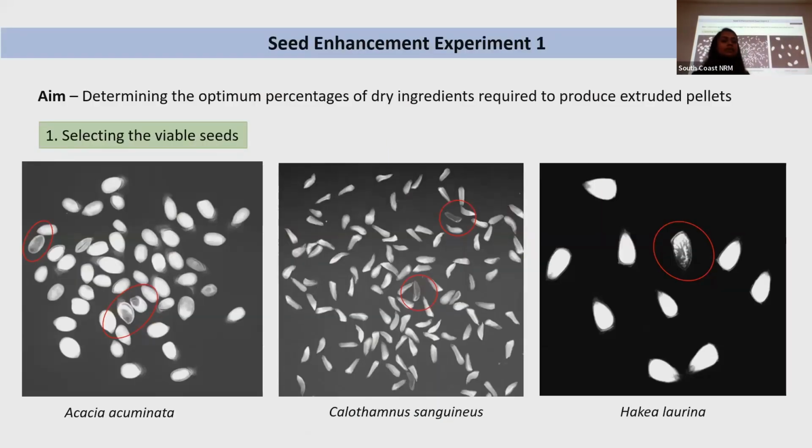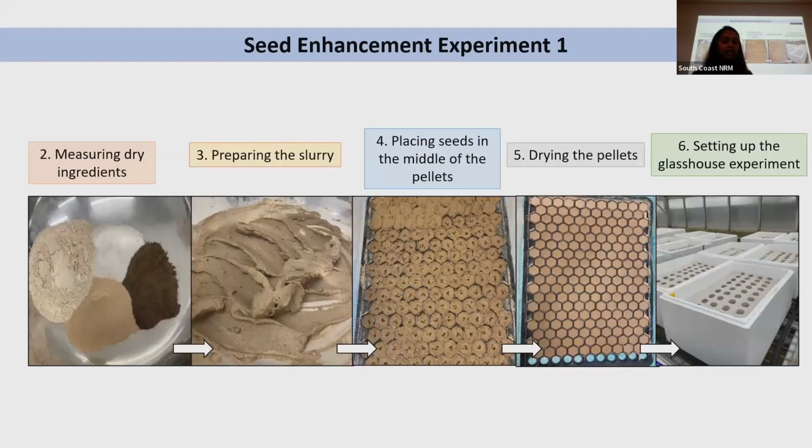So the first seed enhancement experiment was carried out to determine the optimum percentages of dry ingredients that we need to produce pellets. As the first step, we scanned and extracted all the seeds and selected the healthy viable seeds. And then we measured all the dry ingredients and prepared a slurry using water. And then we prepared the pellets using molds. We placed the seeds in the middle of the pellet. And once the pellets were dried, we set up the glasshouse experiment.